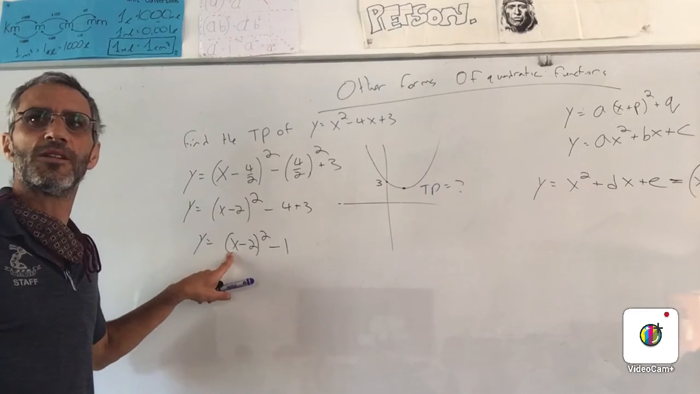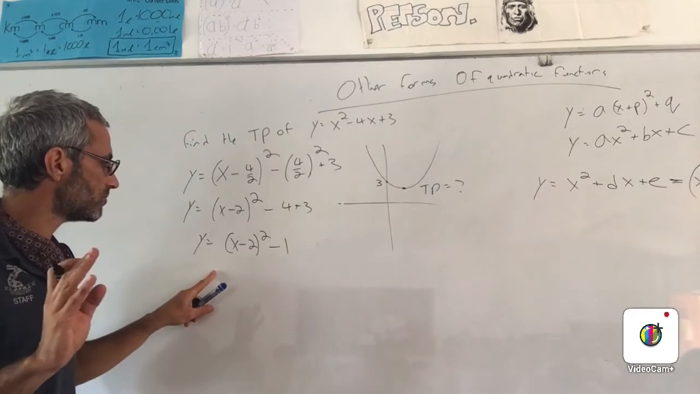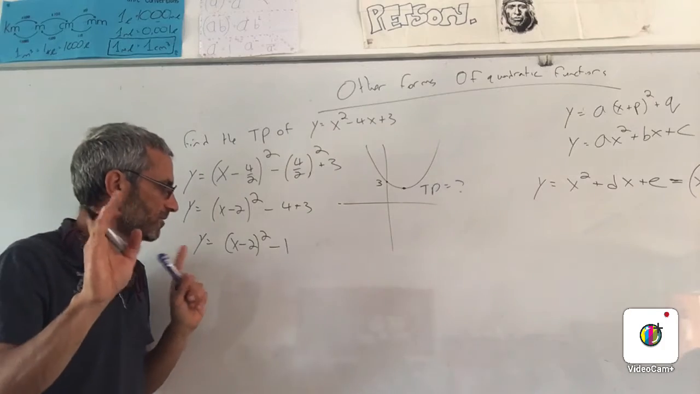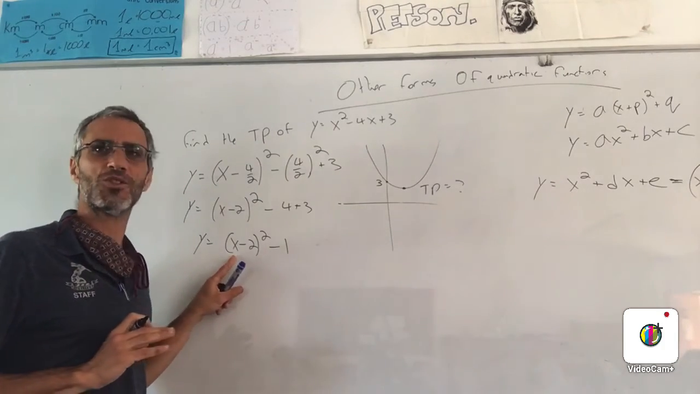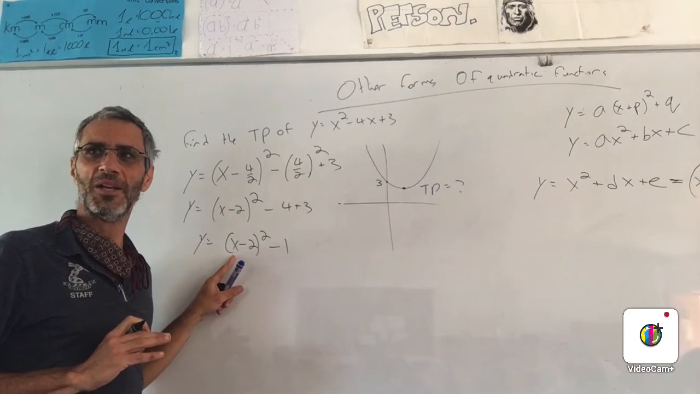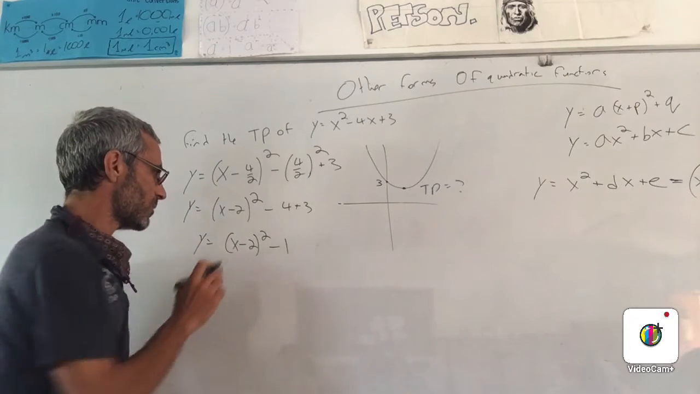From this, we don't need to factorize. If we wanted to know something else, we'd factorize. But from here, we can find out what the turning point is, because the turning point is basically when this thing is 0.